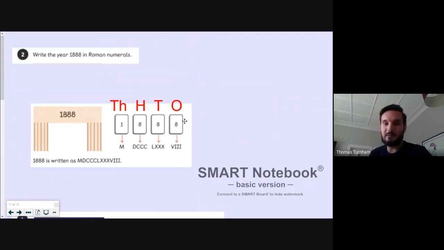And then lastly, we've got our ones. There are 8 ones. So 5 plus 3 more ones. When we put all these together, we get 1,888 written in Roman numerals. You start to see why we moved away from Roman numerals now, don't you?